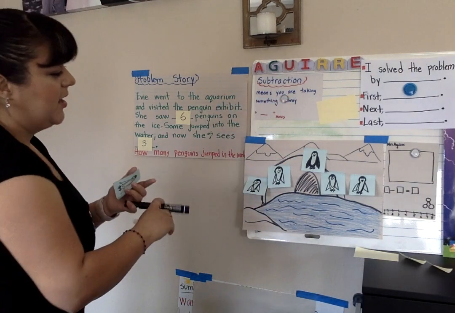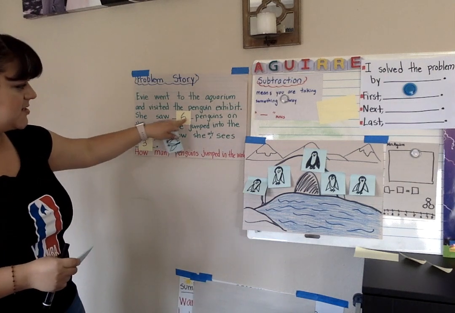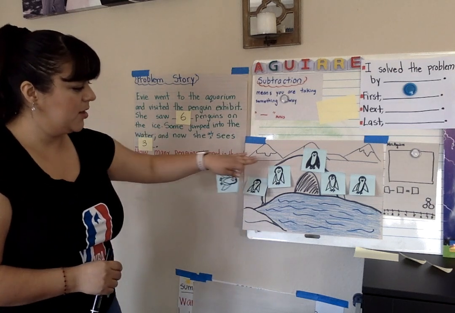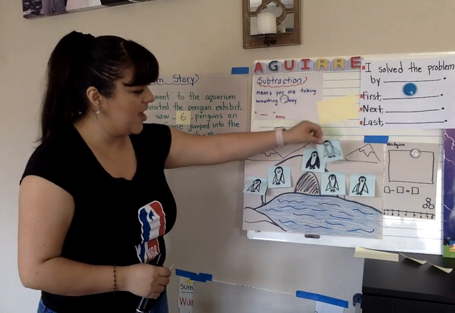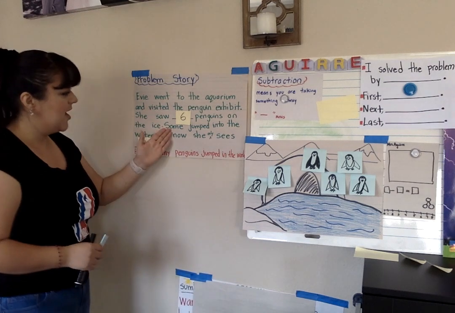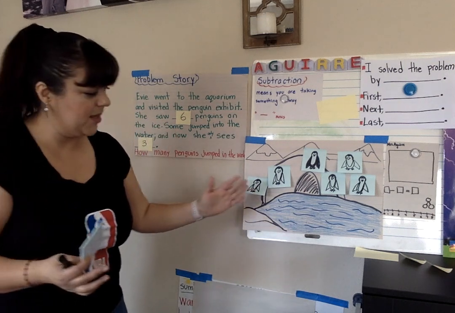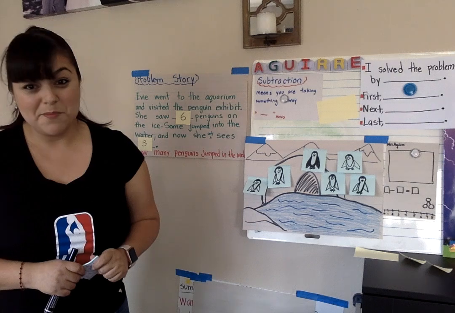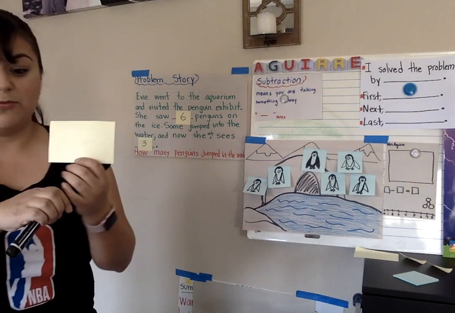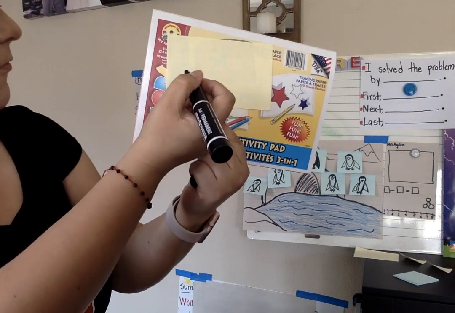Okay, so let's recount to make sure we're trying to solve this problem. So there were 6 penguins on the ice. Habían 6 en el hielo. 1, 2, 3, 4, 5, and 6. Great. Now we know that some jumped into the water. Sabemos, dice la historia, que algunos se brincaron al agua. But we don't know how many. No sabemos cuántos. So, when we're writing our numbers, we're going to make, first there were 6.